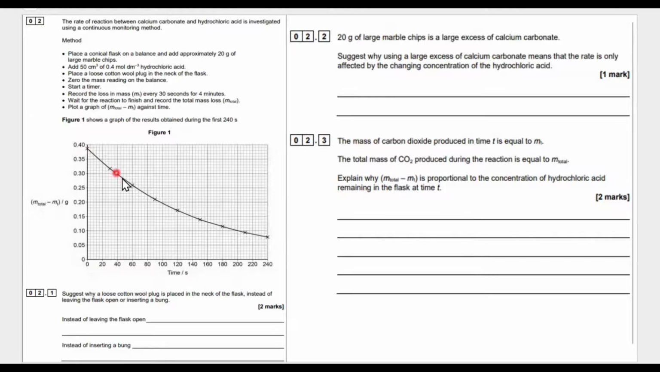Start a timer. Record the loss in mass, MT, every 30 seconds for 4 minutes. Wait for the reaction to finish and record the total mass loss, M total. Plot a graph of M total minus MT against time. Suggest why a loose cotton wool plug is placed in the neck of the flask instead of leaving the flask open or inserting a bung.